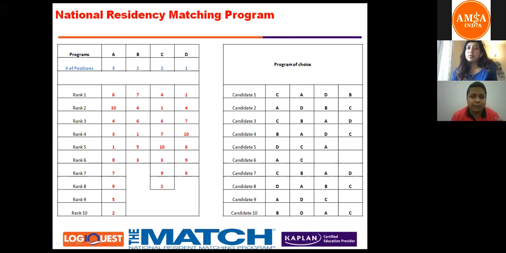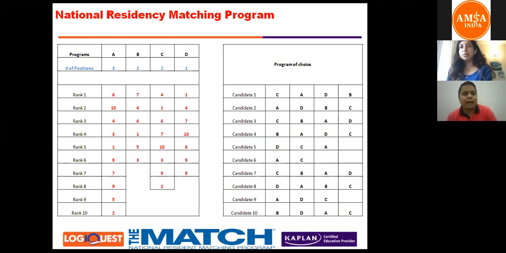On the left of your screen, you can see programs A, B, C, D. So there are 4 universities, A, B, C, D, below which are the number of positions which are vacant, or that they are open to offer. University A has 3 positions to offer. University B has 2 positions. University C has 2 positions. And University D has only 1 position to offer. All right. Now, fast forward, interviews are done.